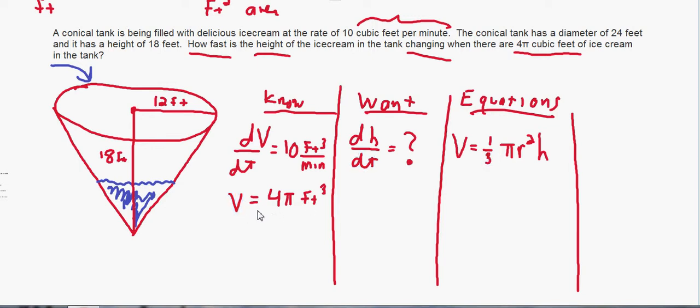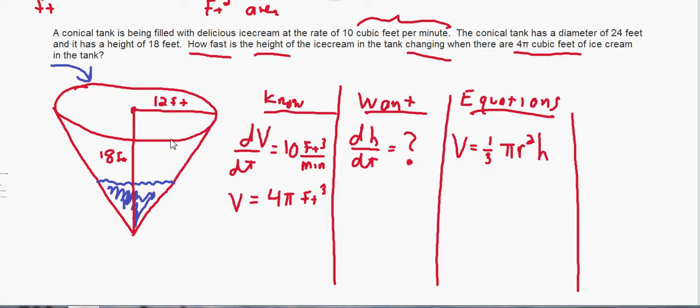Also, since we know the volume here, 4 pi, we could plug in 4 pi for volume right here if we wanted to, and set that equal to this. But the problem is now we've got 2 other variables, and you cannot solve an equation with 2 variables and just one equation. We need some other equation, and this is why cones are always a little bit harder. You always have to do this one extra step. Not always, but most of the time.